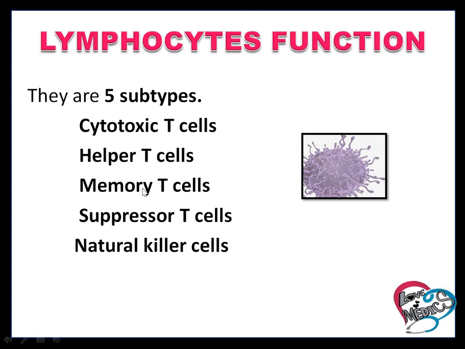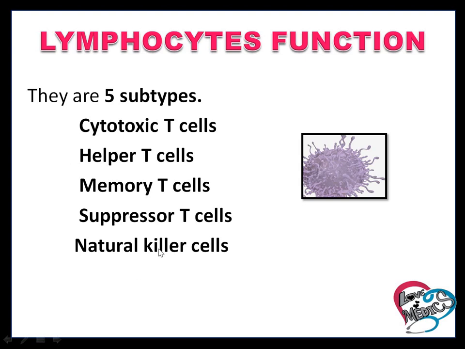Memory T cell: if any antigen comes to our body, at that time we have fever and the T cell remembers the antigen. If the antigen comes to our body again, the memory T cell sends the signal to B cell that the antigen already came to our body and caused the fever. So you can destroy the antigen when it enters our body. So it is a memory T cell. And suppressor T cell suppresses the overall activity of our immunity. So if our body has a high amount of immunity, it suppresses the activity of our immunity.